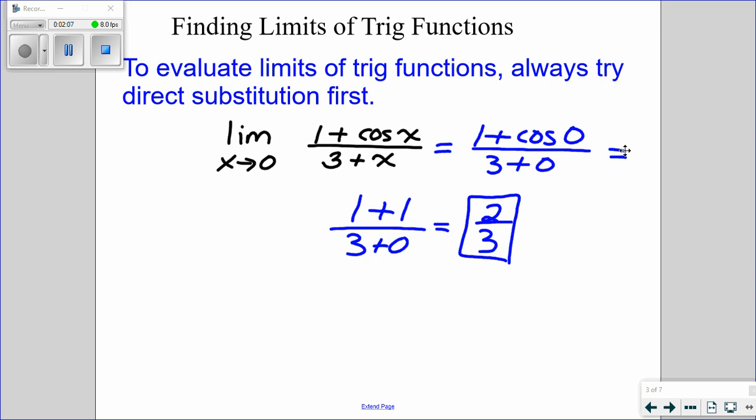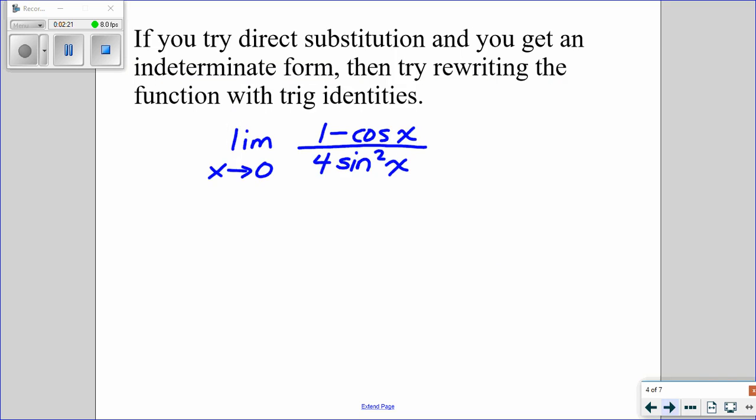Okay, so even with your trig functions, try direct substitution first, because a lot of times they'll throw one in there and you'll try to manipulate it and rewrite it, and you never needed to do that. You just had to plug it in. Okay, now, what happens if you try direct substitution and you get an indeterminate form, like 0 over 0? Well, one thing you can do is try rewriting the function using your trig identities.